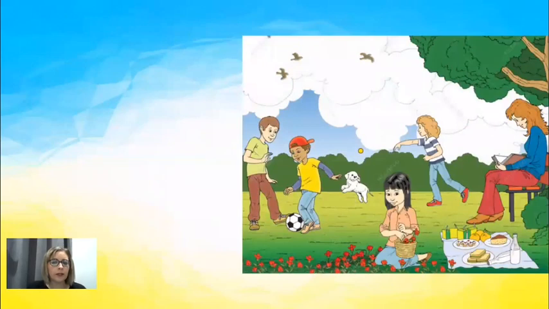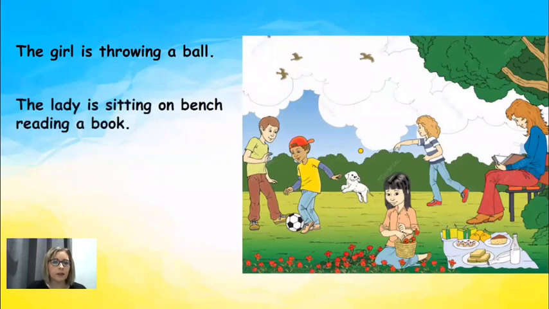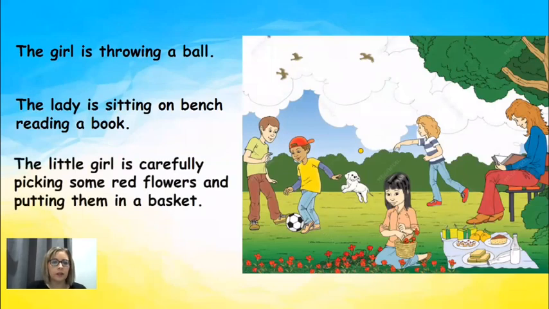So here we have a picture of some children playing in the park. And I want you to have a look at it and think about some statements you could tell me about that picture. Pause the video here and just have a think about ones you might be able to create. So you may have put, the girl is throwing a ball. The lady is sitting on a bench, reading a book. The little girl is carefully picking some red flowers and putting them in a basket.